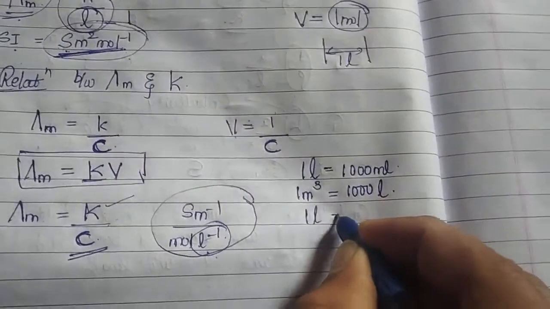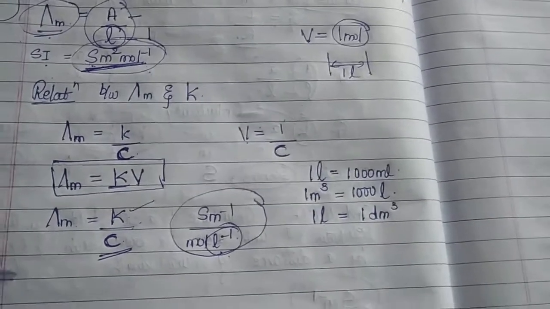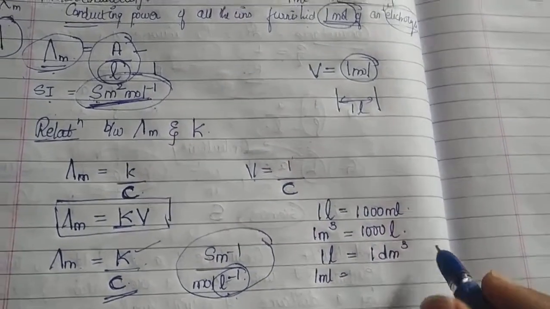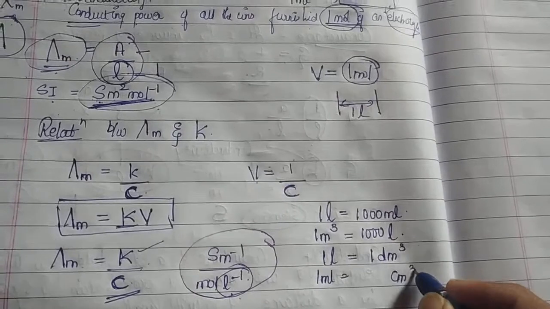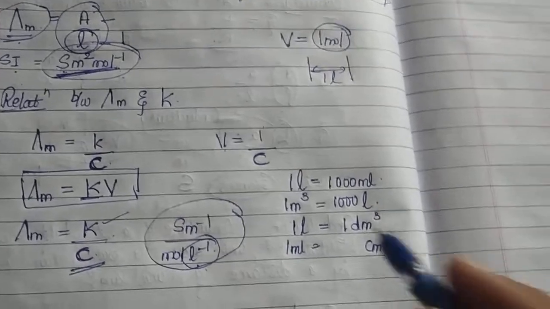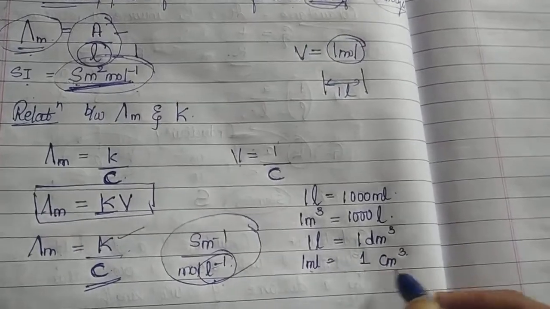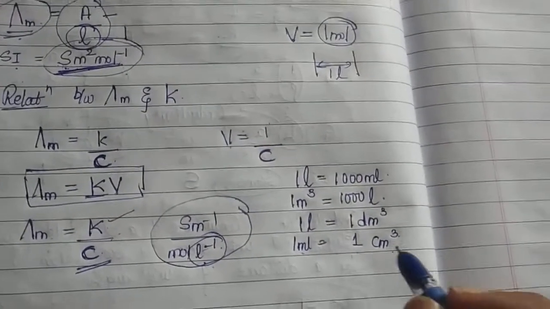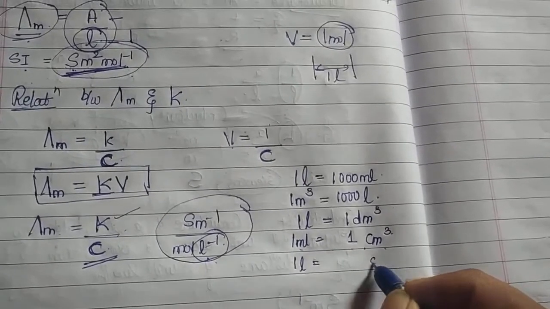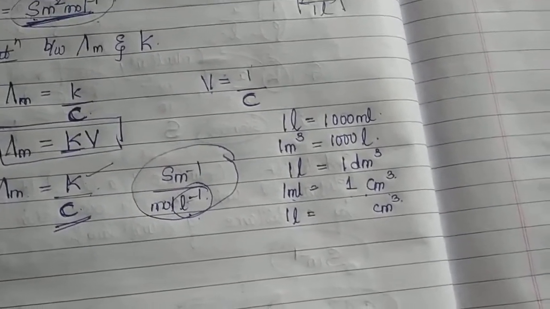Similarly, 1 liter is equal to how many decimeter cube? 1 liter is equal to 1 decimeter cube. Again, 1 mL is equal to how many centimeter cube? I am asking you. Of course, here it will be 1 milliliter equal to 1 centimeter cube. So utilizing this expression, can you write 1 liter is equal to how many centimeter cube?